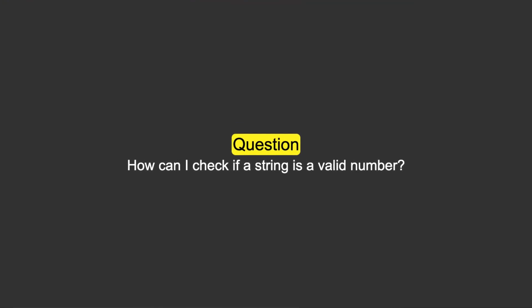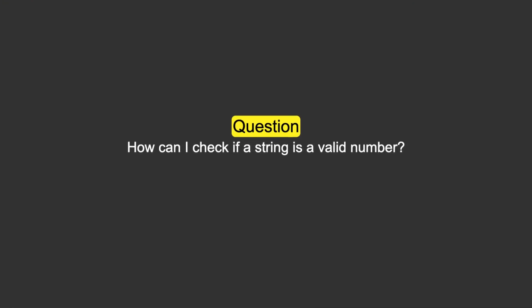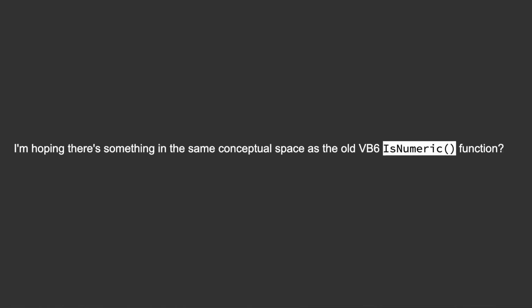How can I check if a string is a valid number? I'm hoping there's something in the same conceptual space as the old Visual Basic 6's IsNumeric function.